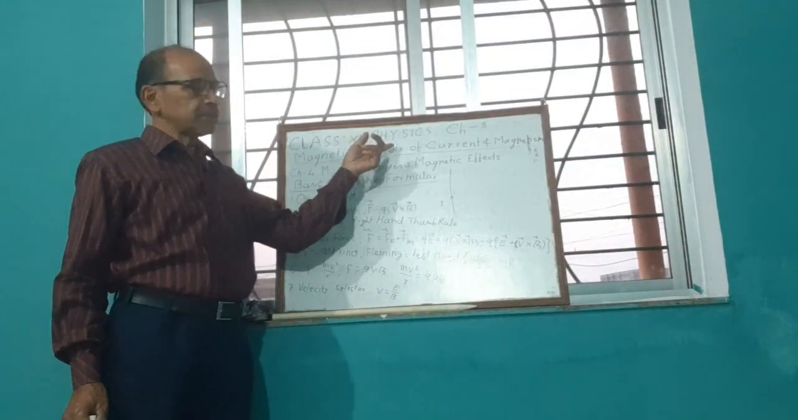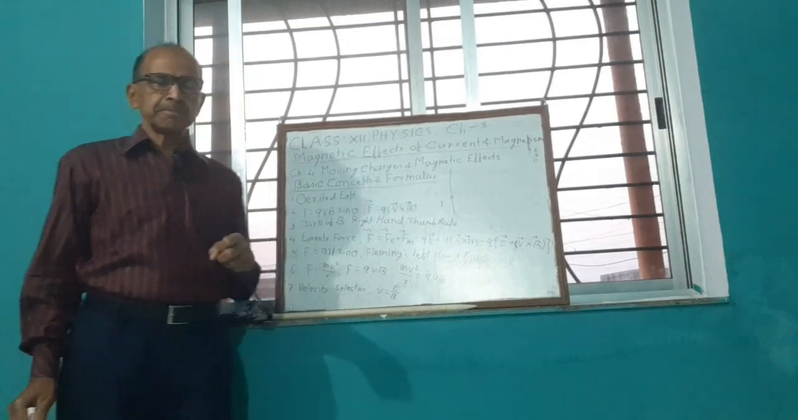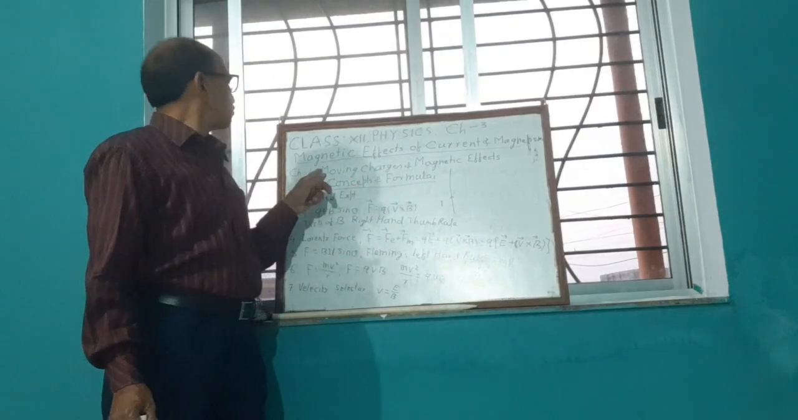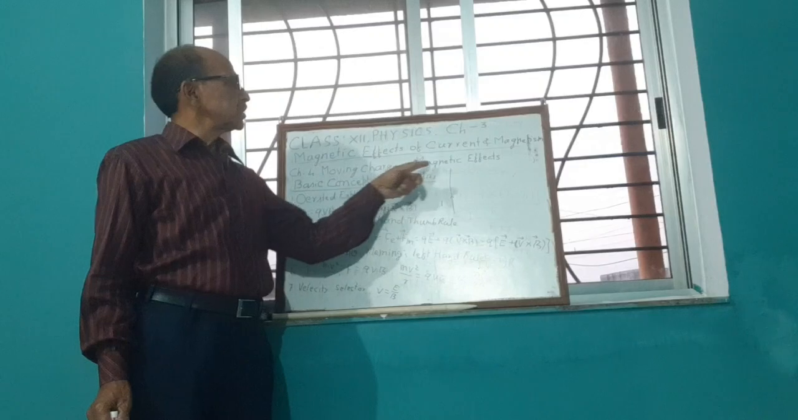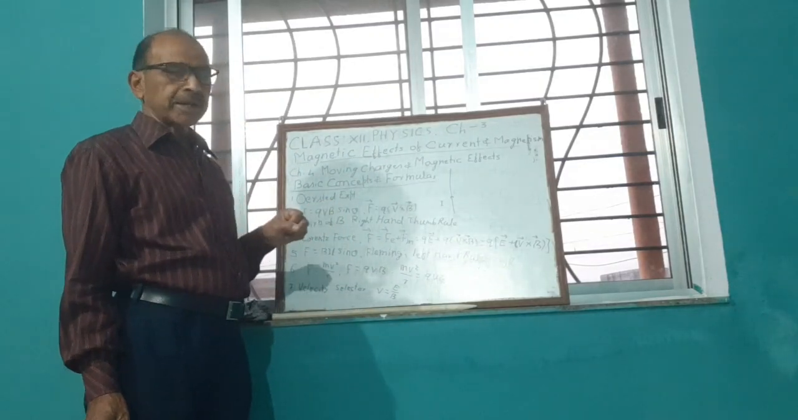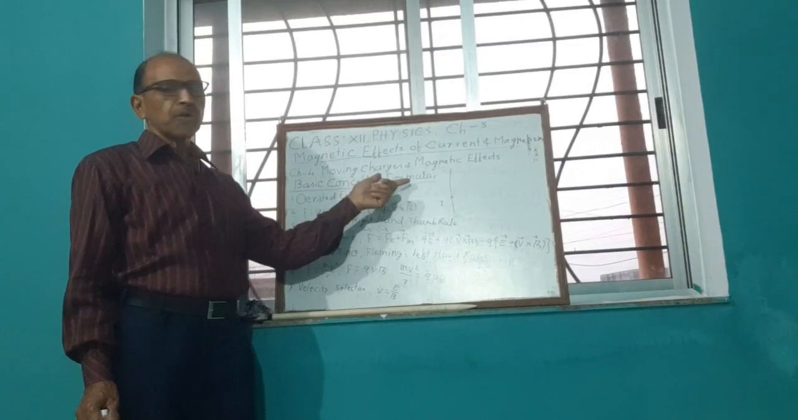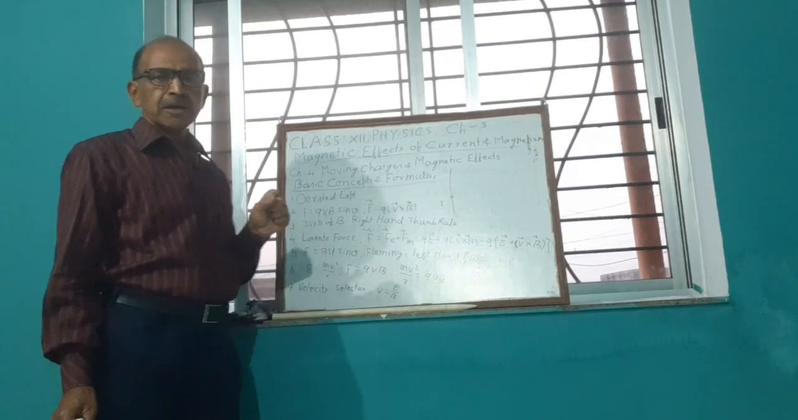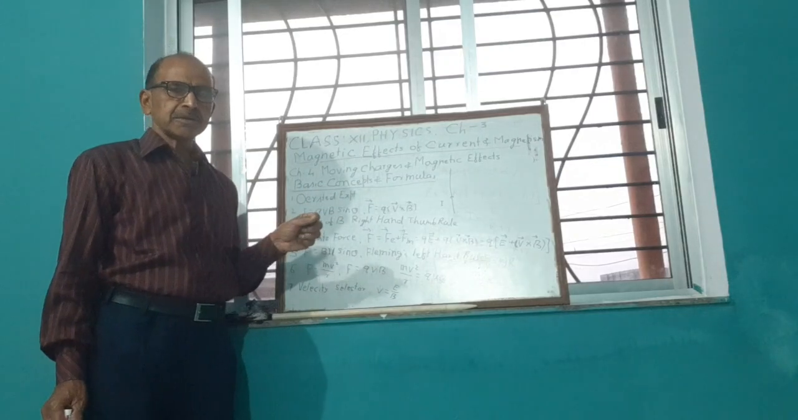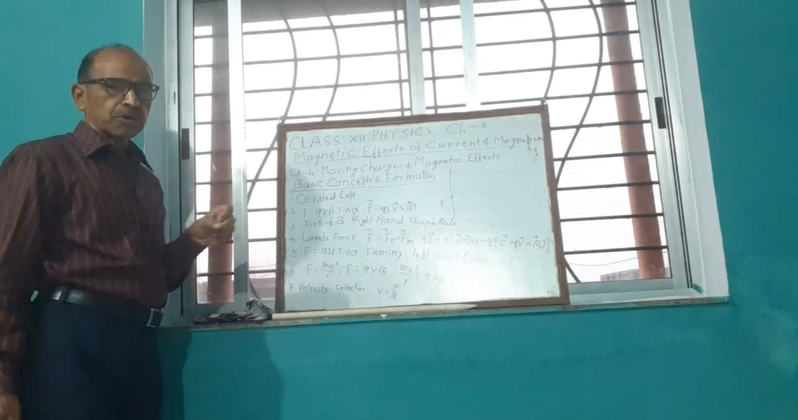Class 12 Physics Chapter 3: Magnetic Effects of Current and Magnetism. In this chapter there are two sub-chapters: the fourth NCERT chapter, Moving Charges and Magnetism, and one more chapter, Magnetism and Matter. You will study basic concepts and formulas, a short idea, and basically numericals for solving numerical problems.